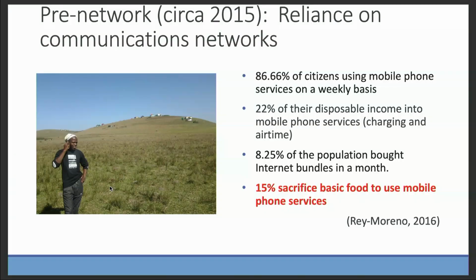In 2015, with the research that was done there, we found that 86% of people use their mobile phone on a weekly basis. But from all of the data that was collected in 2015, the most important finding was that even then, where voice was still important, 15% of them sacrificed food to use mobile phone services. And that was purely to keep in contact with family members who had migrated to the cities to work.